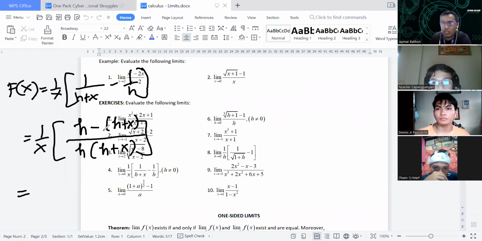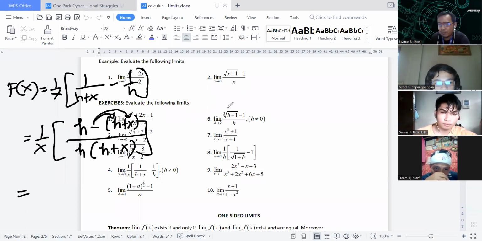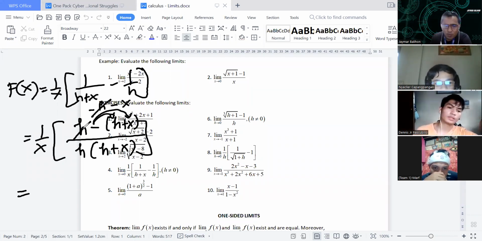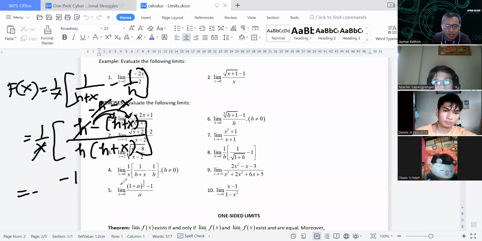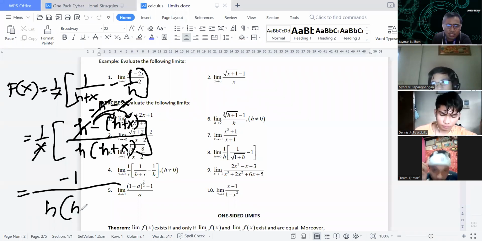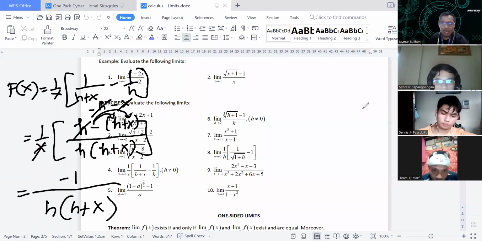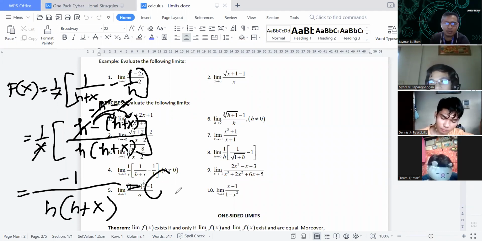So the next thing that you will do is distribute the negative. It will be negative h, negative x, right? So what is left here is negative h, negative x. But this h and this negative h will be eliminated. Agree? What is left in the numerator here is only negative x. But this x and this x will be equal to 1. So what is left in the numerator now is only negative 1. Right? So what is left here is negative 1 over h times h plus x.